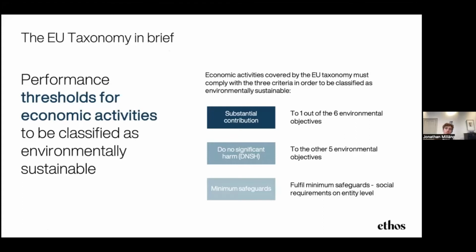Second, if you comply with this one, you need to comply with the do no significant harm as well. This means that you can't have any other impact on the 5 other environmental objectives, as I showed in the previous slide. What's new is also how you need to tackle the minimum safeguards. You need to fulfill the minimum safeguards requirements. Previously this was set up to only be on activity level, based on what you focus on. Nowadays, it's focused on the minimum safeguards as an entity.